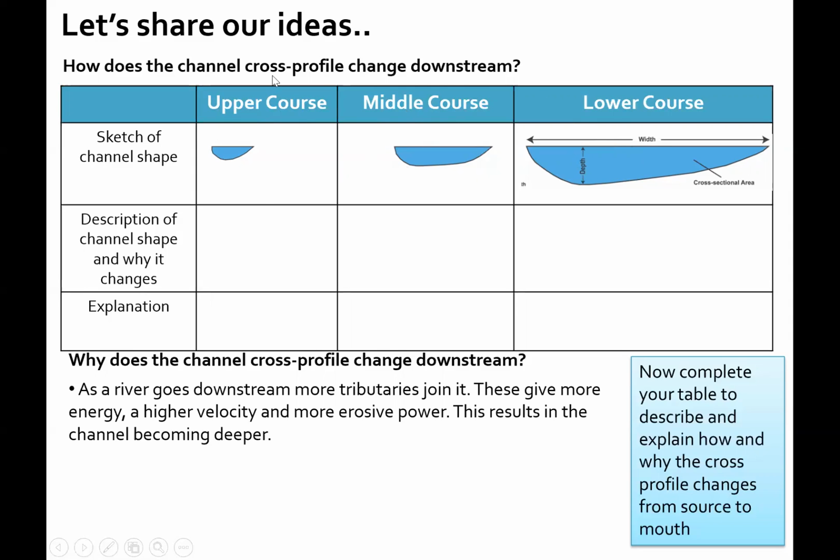To give you some help with that, you can see that as it goes downstream, we actually get more tributaries, more smaller rivers joining that main river. This means it gets more water, it gets more energy, therefore it has a higher velocity, and it can erode more. It can erode downwards vertically, and it can erode sideways laterally.